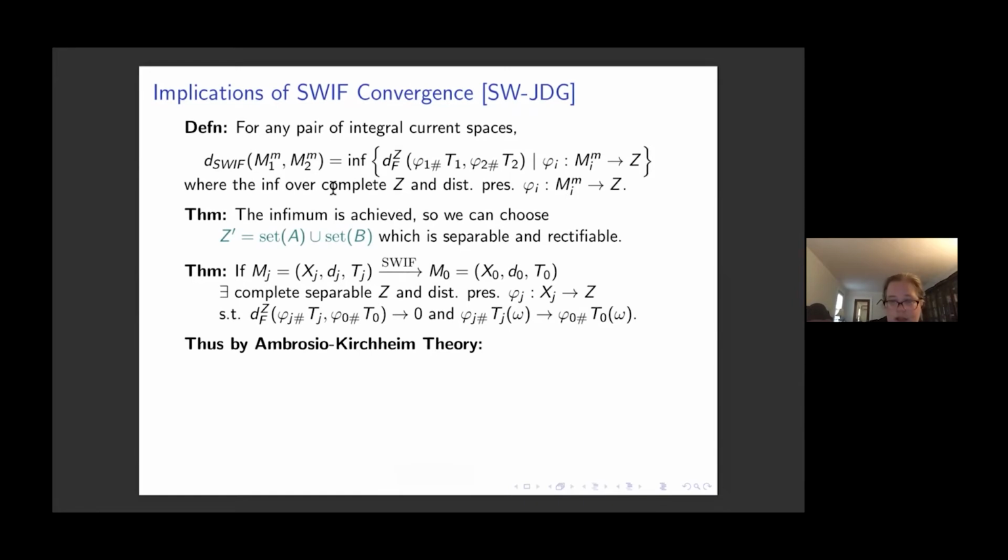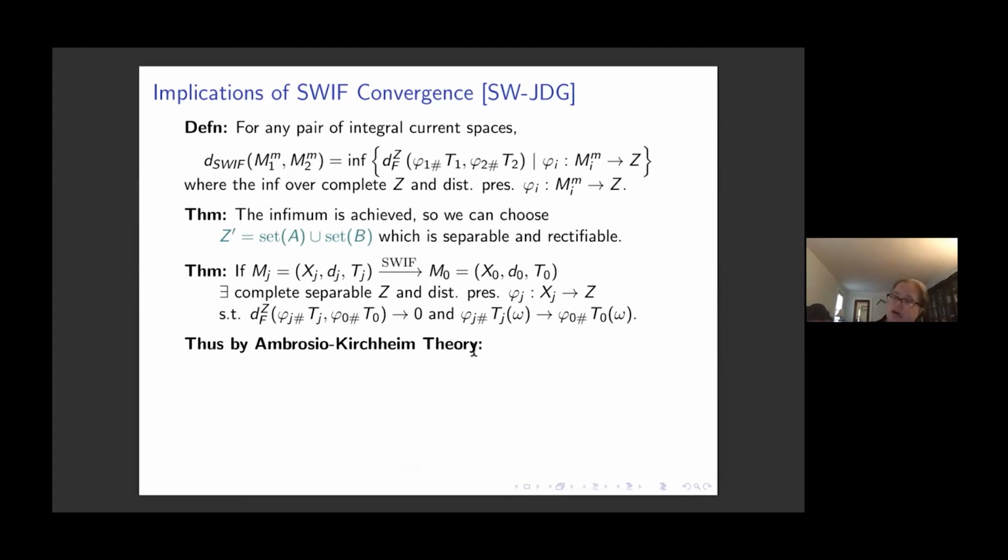So that was found. We talked about that. What we did was we glued together all these Z primes for each j, and we were able to glue them all together to get a new separable Z with distance preserving phi_j's into Z. So we have a common space Z, and inside Z, the flat distance is going to 0 for the images. And when you test them against tuples, they converge as well. This is called weak convergence of currents.